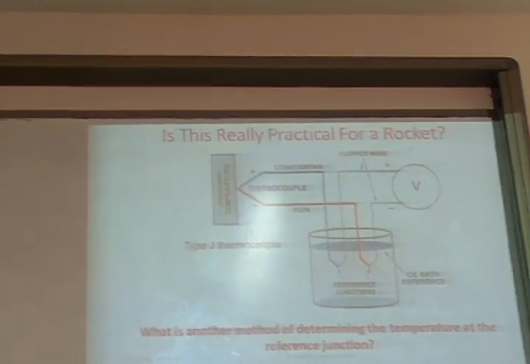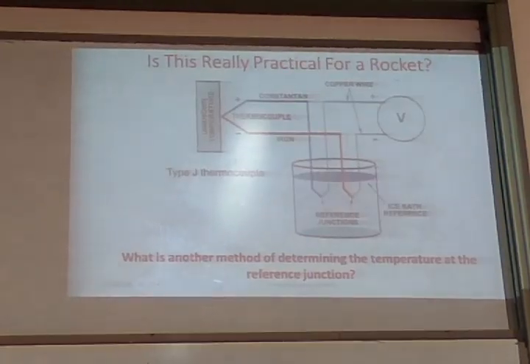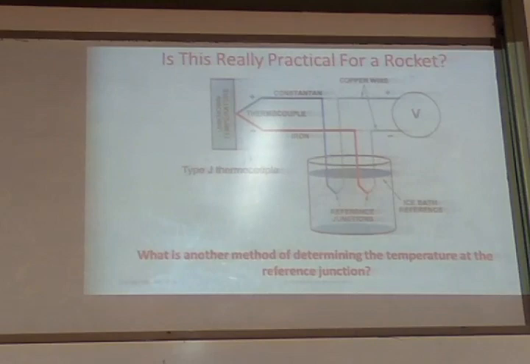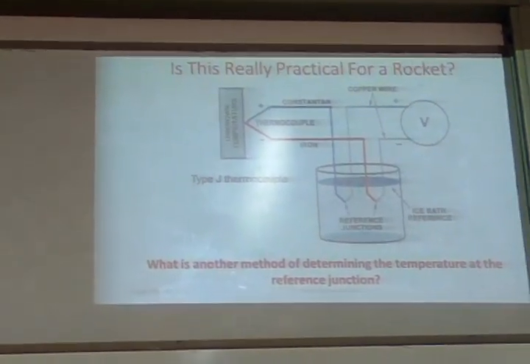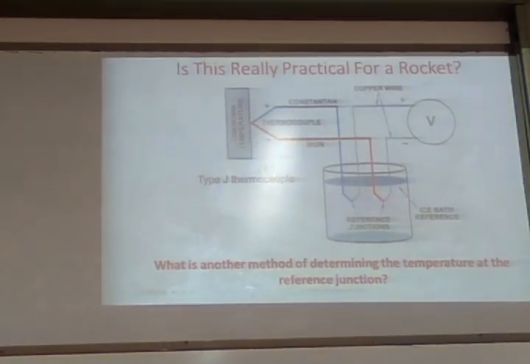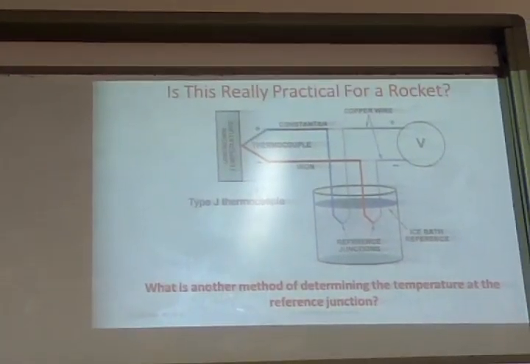It is to be at the known temperature, that's all. Why do we keep it in an ice bag? Because we know the ice bag temperature is 0 degrees Celsius. It can be kept at room temperature as well. One hot junction is in the place where temperature is to be measured.